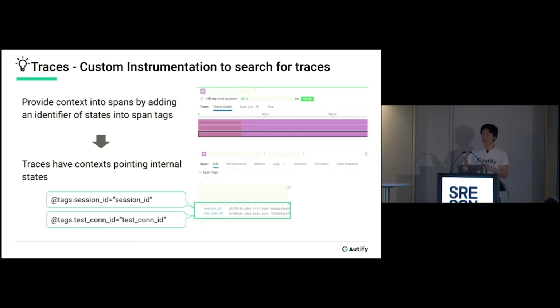A lesson here is to provide context into spans by adding an identifier of states as a span tag. The screenshot shows the actual trace of our system. You can see the trace has two identifiers pointing to the related internal states.